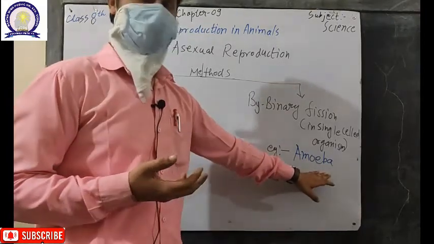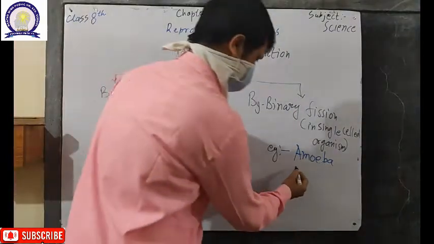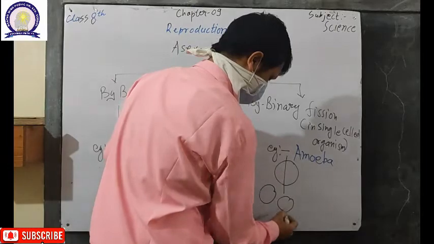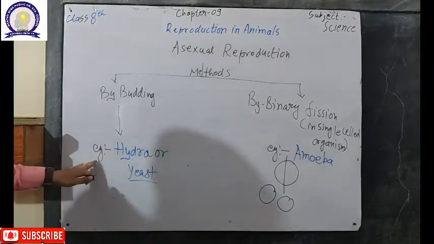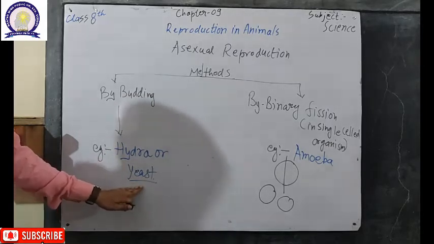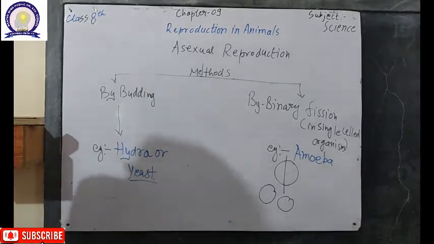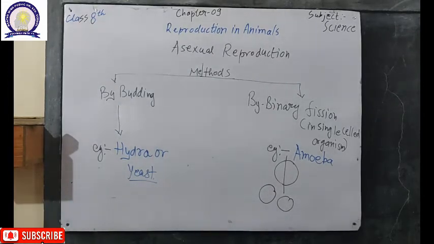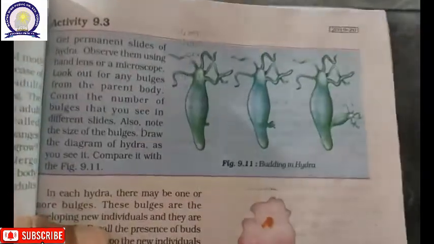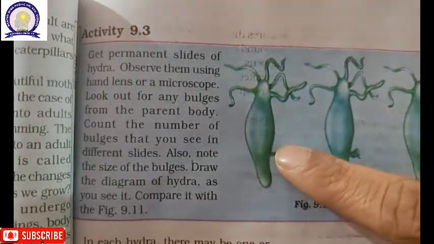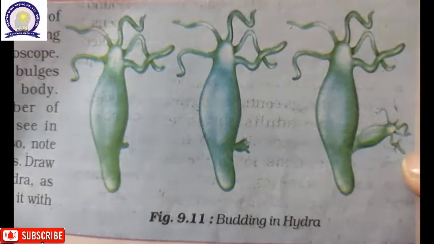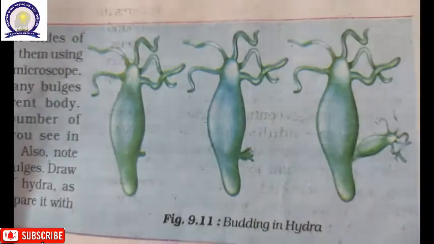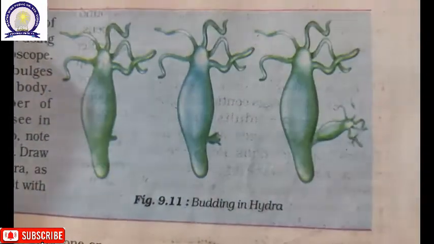Amoeba is a single-cell organism. It starts dividing itself and forms two separate cells. So this type of asexual reproduction is called binary fission. In the case of budding, examples are hydra and some types of yeast. There is a diagram of budding in hydra given in your book, so I am showing from the book. In the first stage, the adult hydra develops a small bud-like structure on its body. These buds start growing and are ultimately converted into a young hydra, and this young hydra detaches from the adult body and forms a new hydra. So here is budding in hydra.